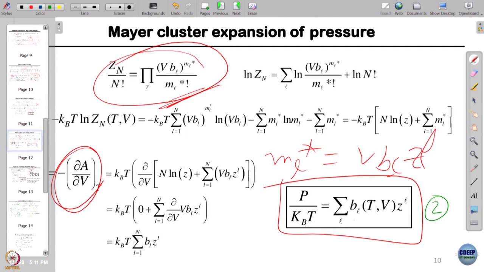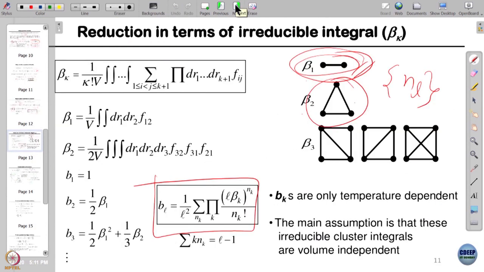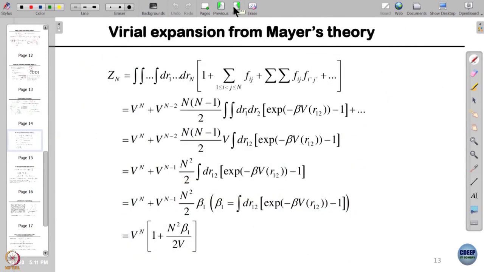So, these are two series, this is series 1 and this is series 2. Now, I can eliminate the fugacity from series 1 and 2, and I can get a series of pressure in terms of density. And that exactly is the virial series. That was what was done by Meyer, and it is described here.